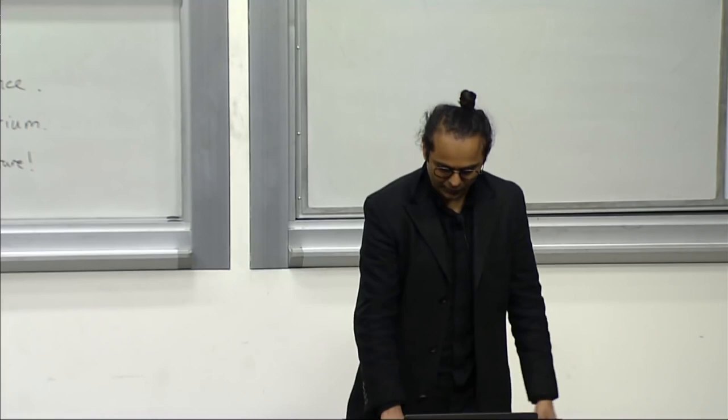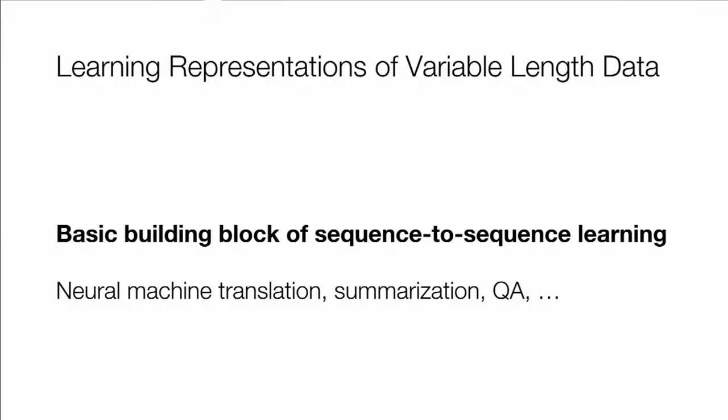So this talk is going to be about learning representations, primarily of variable length data. Well, we have images, but most of it is going to be variable length data. And all of us care about this problem because deep learning is all about representation learning. And building the right tools for learning representations is an important factor in achieving empirical success.